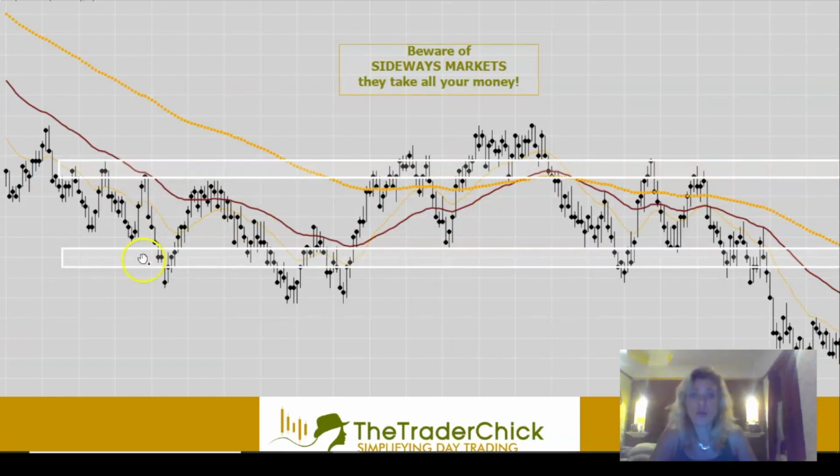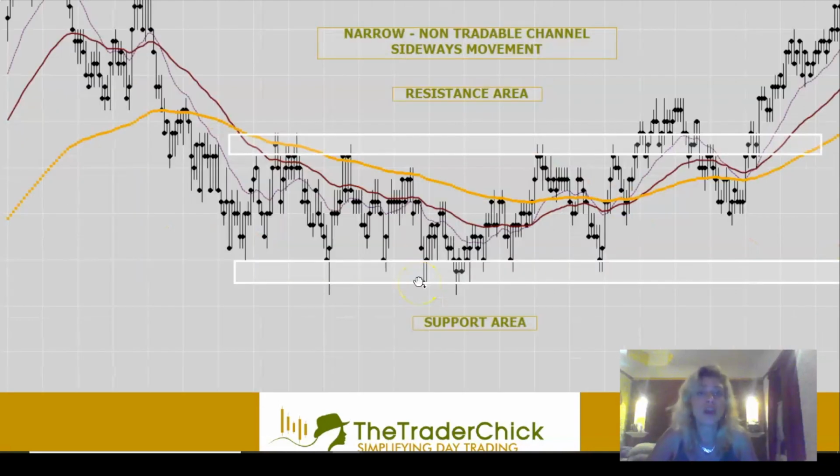Okay? However, when we have this kind of sideways market where all my money is taken, look at how narrow this channeling market is. I don't go anywhere near it. I know this market is going to eat my money. So I also understand areas and respect them, and I don't want to be anywhere near there.